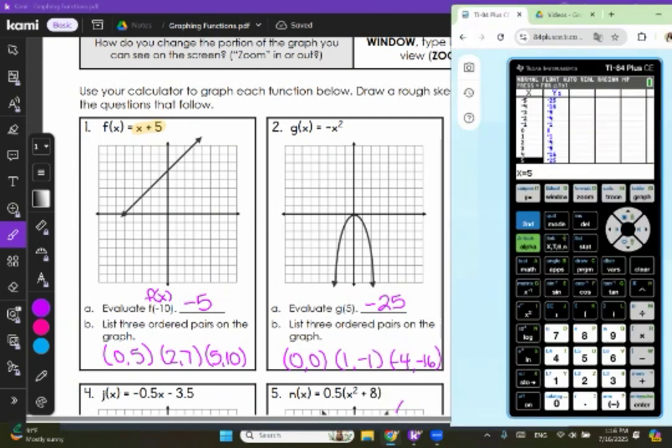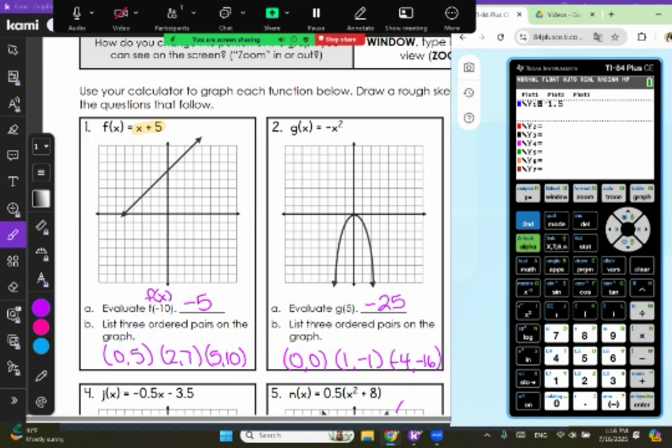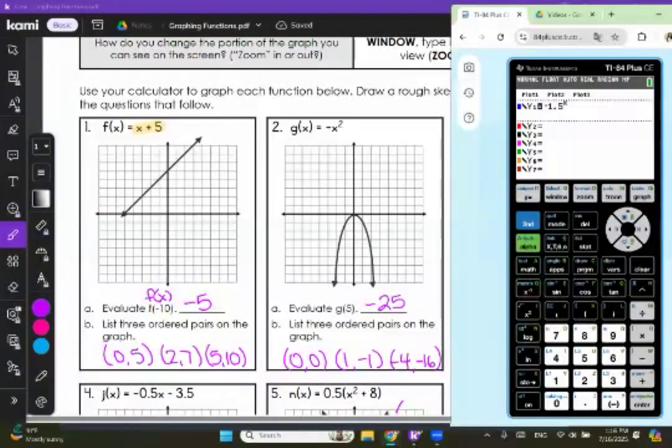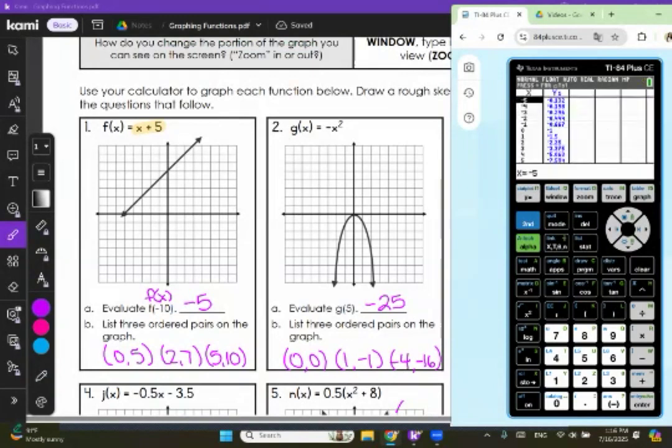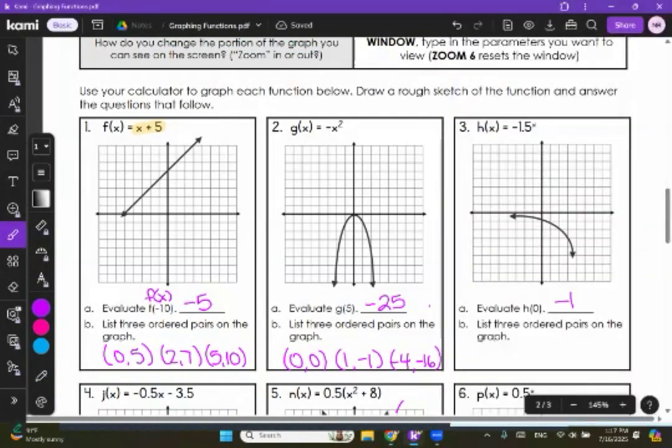And for the last one, is going to be negative 1.5 to the power of x. So if you're going to raise it to anything other than square it, you want to press that button right above division. Yes, you can put a little x there. And notice how it gives you that upside down curve, right? But they want us to find h of 0. So where we find the 0, we get a negative 1. 1, negative 1.5 is a point. 2, negative 2.25, and I'm out of space. Moving on.